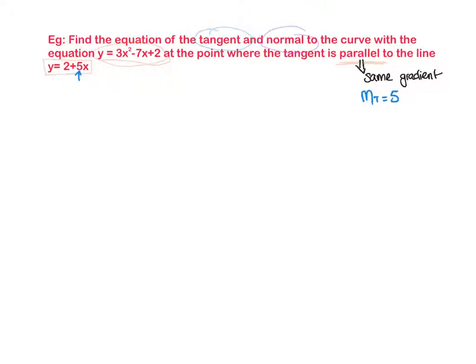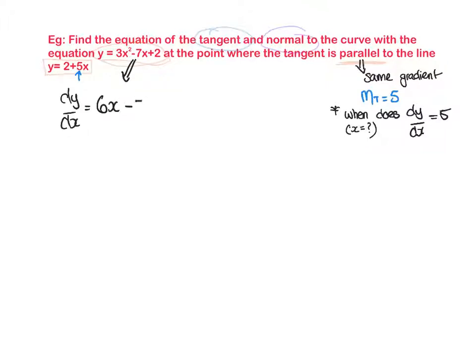Now, they're saying at the point when it's 5. So what you really need to know is, when does the derivative, or dy/dx, equal 5? What is the x that gives that? Because we need to know at what point it is. So let's go find dy/dx. This one's an easy one to do because it's no product rule or chain rule. So we've got 6x minus 7. Now we want to know when does that equal 5.